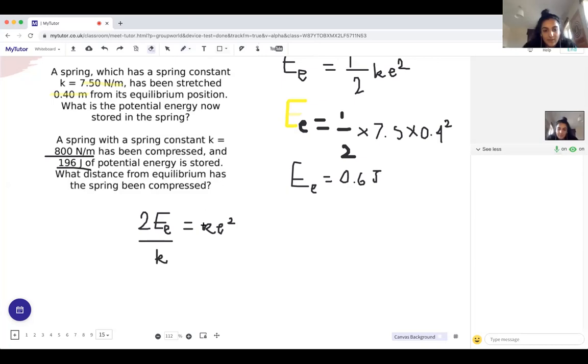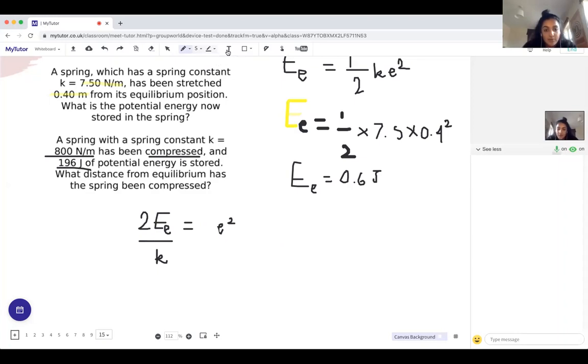Okay, so that's how to rearrange the equation. And then we can square root it at the end to get extension. So for this question, we're talking about compression. Remember that Hooke's law and the elastic potential energy equation apply to either extension or compression. Now we can substitute our values into our equation. So we have e squared equals 2 times energy over spring constant.